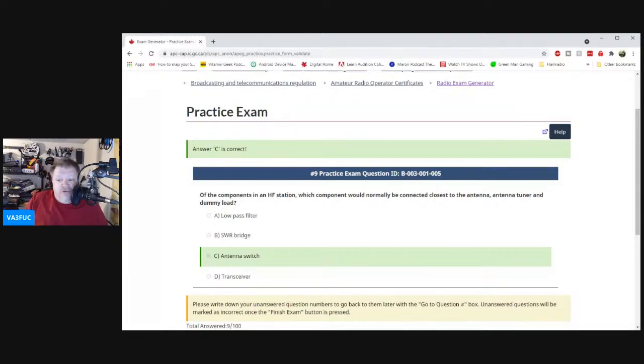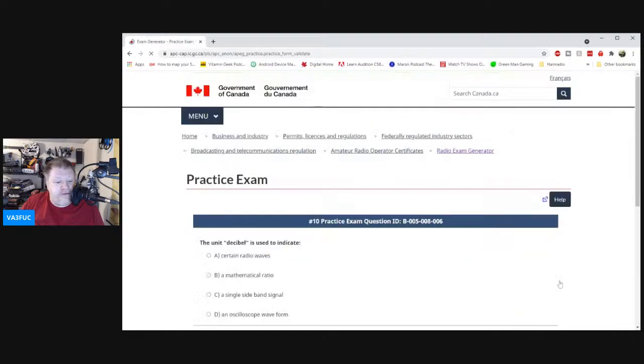They said the antenna tuner. Now an antenna tuner is usually connected to the antenna itself, and then vice versa goes through the antenna switch. So that's the way I thought about it there. So next.